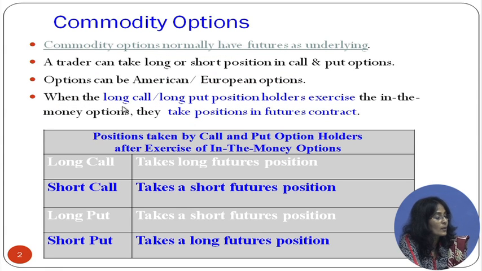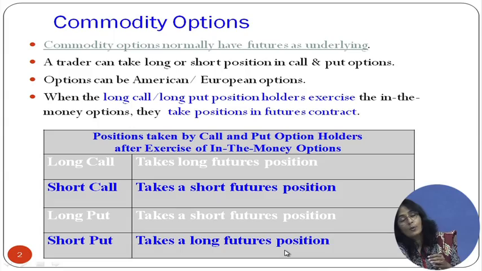Now, as I discussed, when the long call or long put position holder exercises the in the money options, they take positions in the futures contract. So, when the long call position holder exercises, he takes the long futures position, and simultaneously the short call, whoever is a counterparty to long call, takes the short futures position. Similarly, when a long put position holder exercises, that party takes the short futures position, and the short put position holder takes a long futures position.